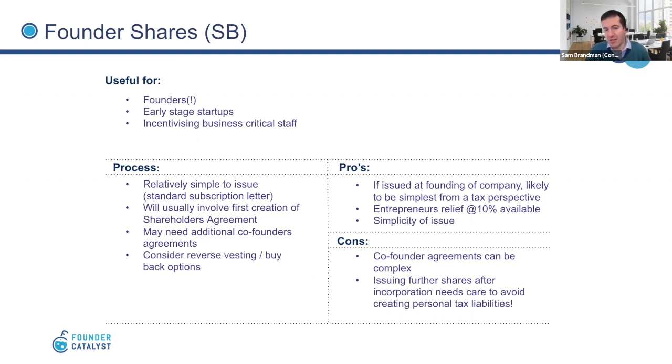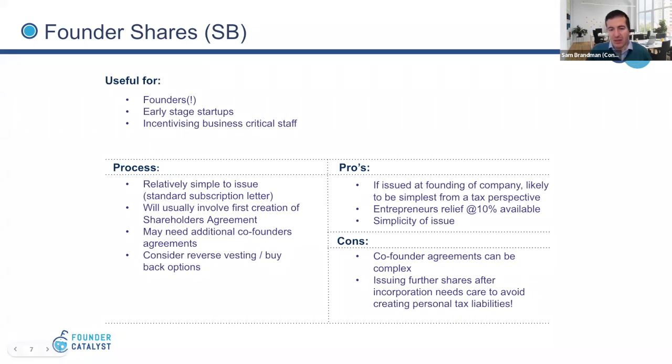Advantages, as well as the simplicity and the lack of tax, you can actually potentially get entrepreneurs' relief. So typically, if you've got a large amount of equity, if you're founding the company or one of the early founders, then there is a tax relief on gain, which can help with CGT and things. However, you just need to be aware that co-founder agreements can be complex. And you just would need to be careful about any further shares. But typically, that's your standard share issue.